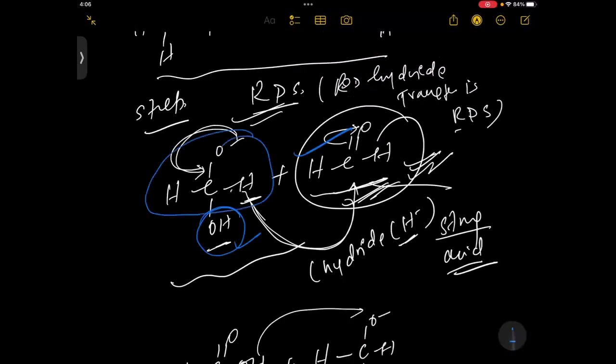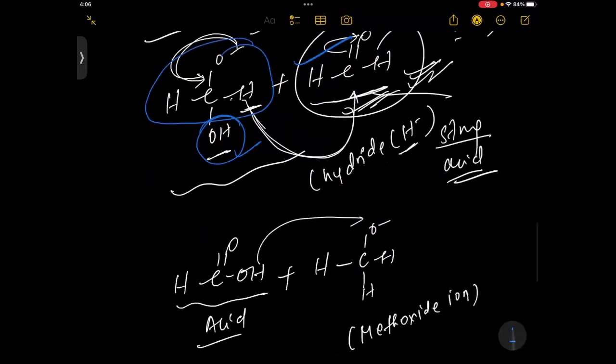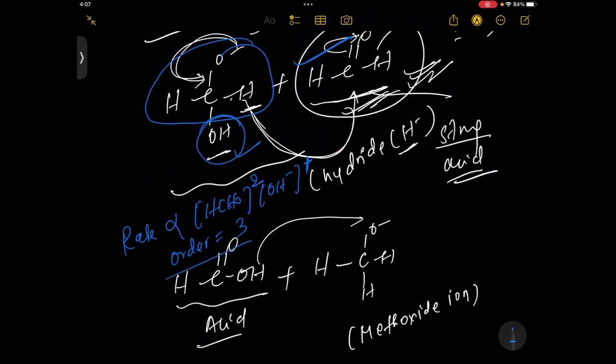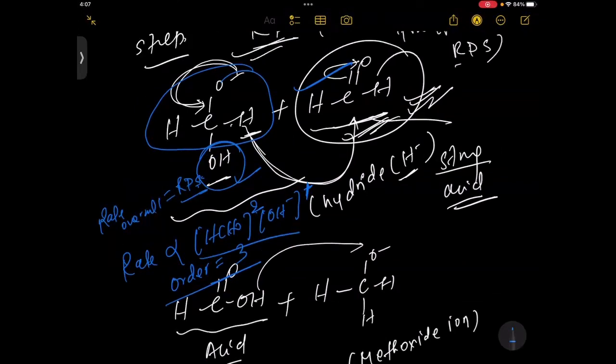Chemical kinetics tells us about this Cannizzaro reaction that the rate is directly proportional to formaldehyde. And how many formaldehyde you have taken? 2 moles and 1 mole of nucleophile. So there is 2 and 1, total order is 3. So the order of reaction is 3, and the overall rate is determined by the RDS. In the RDS, the 2 moles of aldehyde and 1 mole of OH react. All these things come together at the RDS stage.